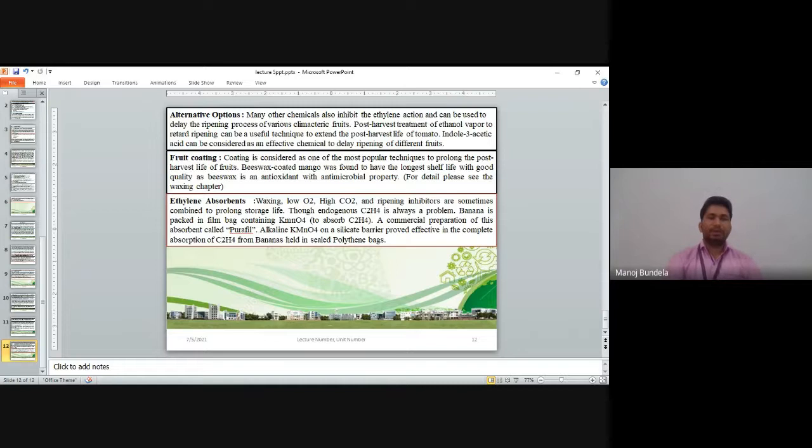So these are the different chemicals we use to reduce the ripening process of fruits and vegetables. Some are harmful for our body and some are good for our body. We can increase the shelf life of fruits and vegetables, but if we keep and store them for some time and use them later, they are not as useful for our body as when they are freshly harvested.